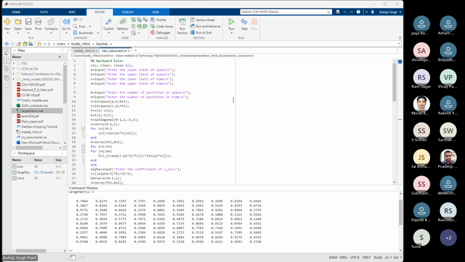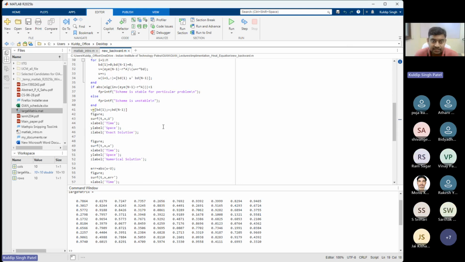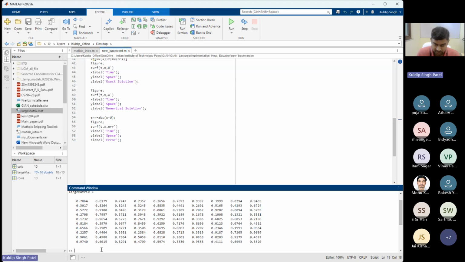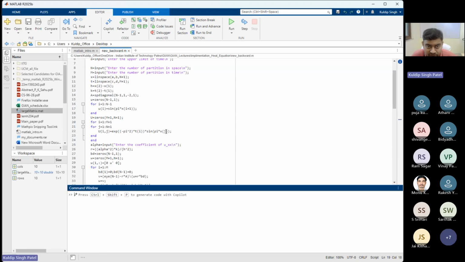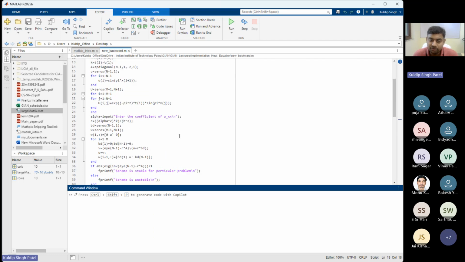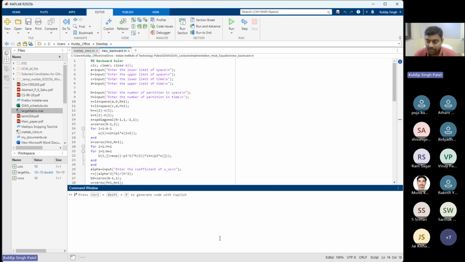Agree. So now let us quickly try to understand this code, because if you understand at least one code, then at least my job will be over, right? Yeah. So this is the code for backward Euler, and let me share the screen.